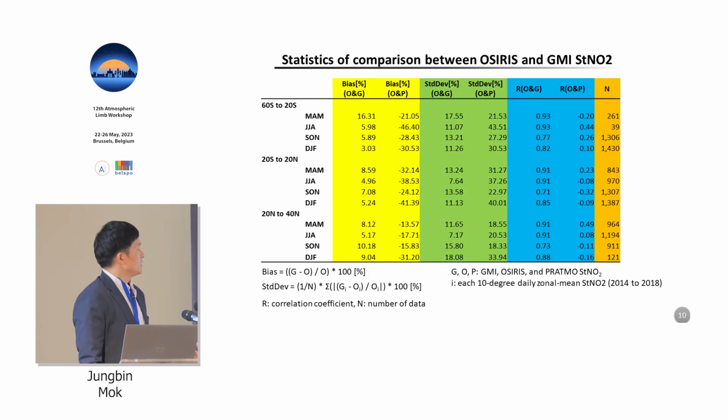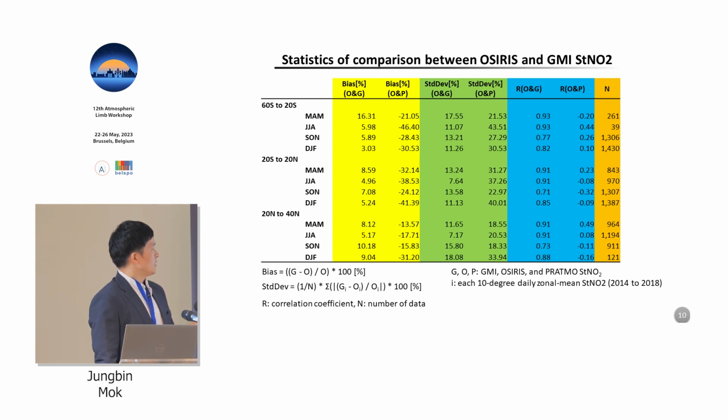We performed a statistical calculation to compare OSIRIS and GMI stratospheric NO2. The bias and standard deviation in percent are calculated using these equations. R and N are the correlation coefficient and the number of data. OG and OP in the table mean the statistics between OSIRIS and GMI, and the statistics between OSIRIS and Platmo.